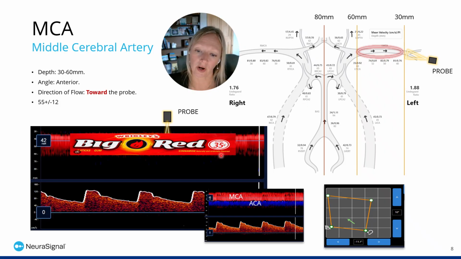If you align your probe to obtain your middle cerebral artery and anterior cerebral artery together, you'll see that big red band touch the little blue band, and you'll have your MCA and ACA together.